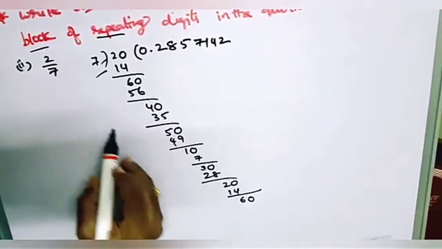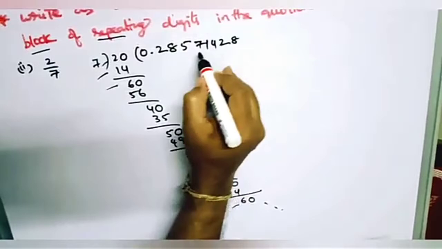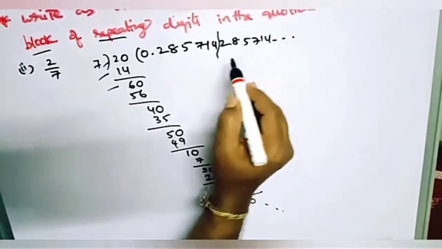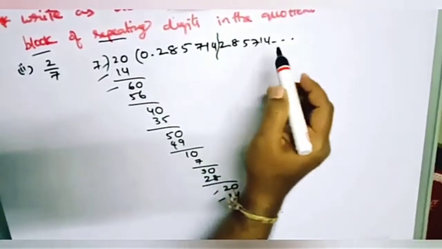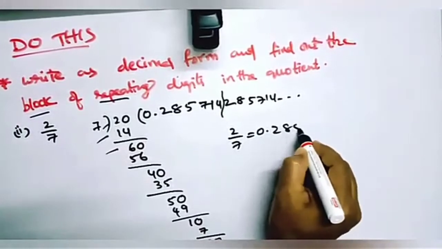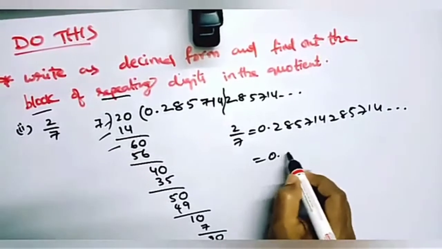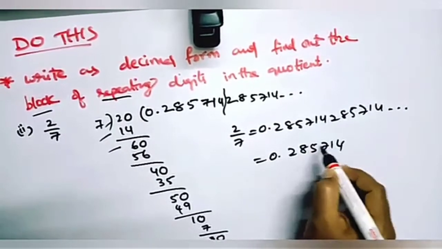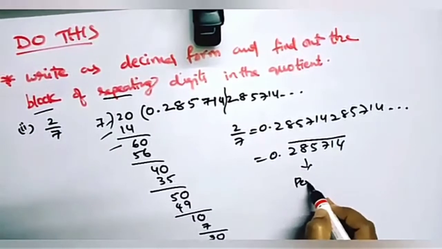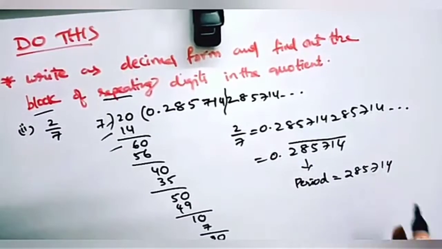See here, 20, 14, 60, 20, 14, 60 is repeating continuously. After that, the decimals repeat like this. So these digits 2, 8, 5, 7, 1, 4 are repeating continuously. So you should write 2 by 7 is equal to 0.285714285714 and so on. That is equal to 0.285714 with a bar. It means these digits are repeating continuously. So the period, the block of digits, is 285714.